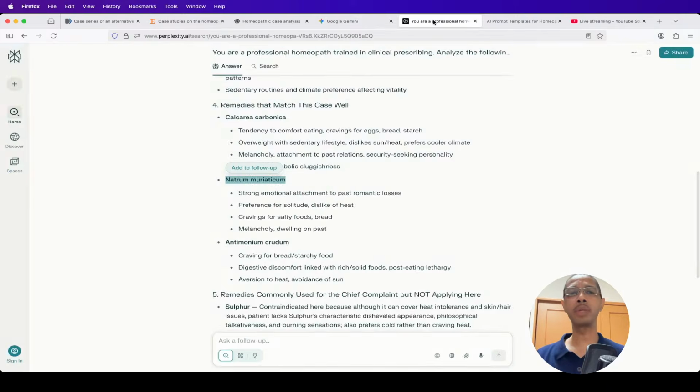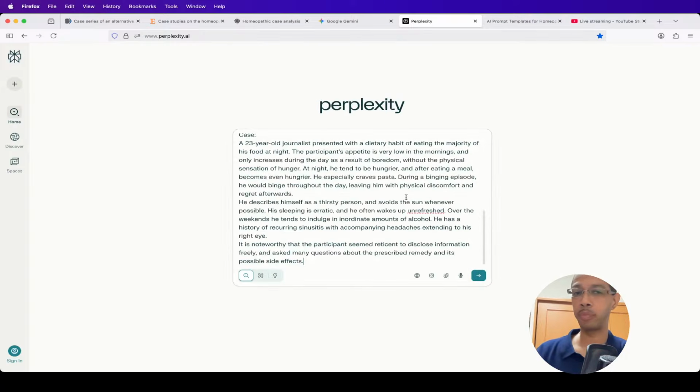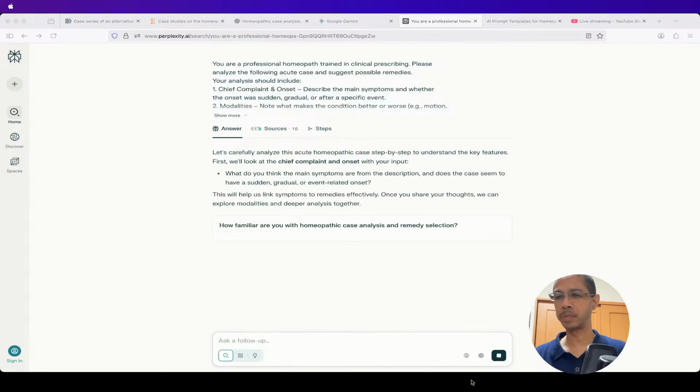So let's take the same thing and go into Perplexity and see if any of them came up with Lachesis, that the case writers came up with. So I'll let it do its thinking.